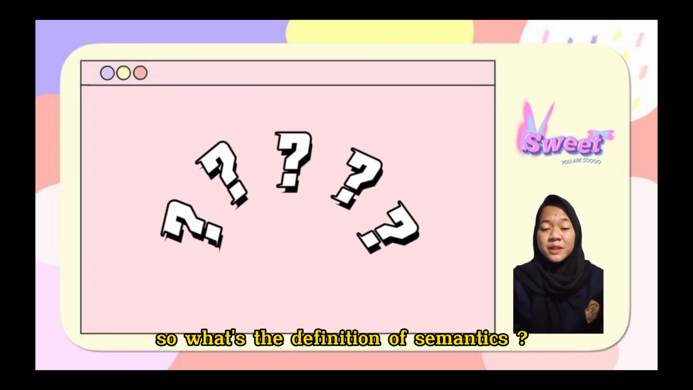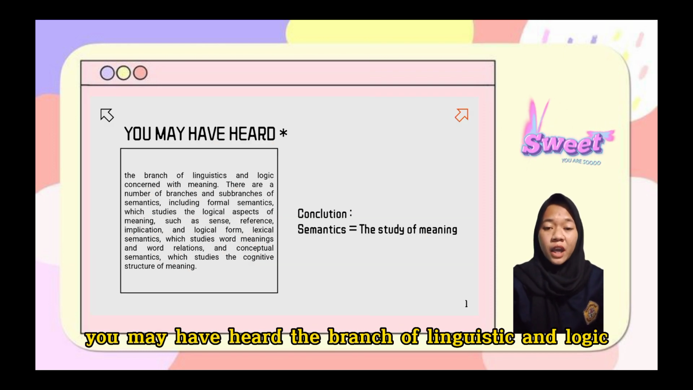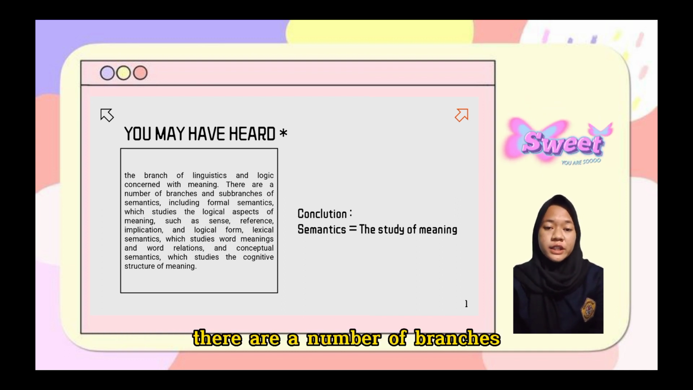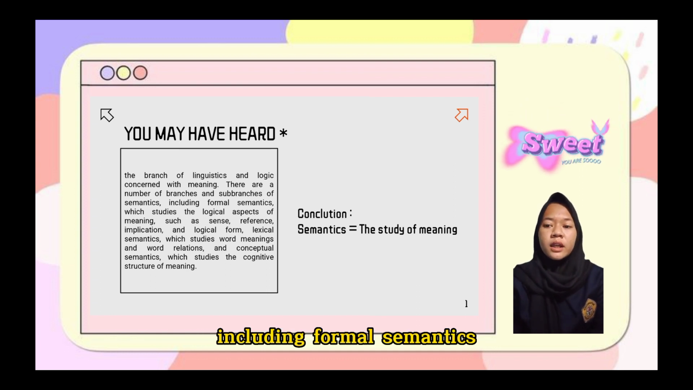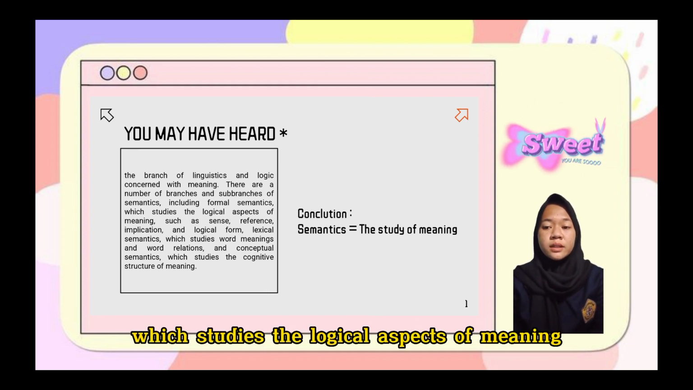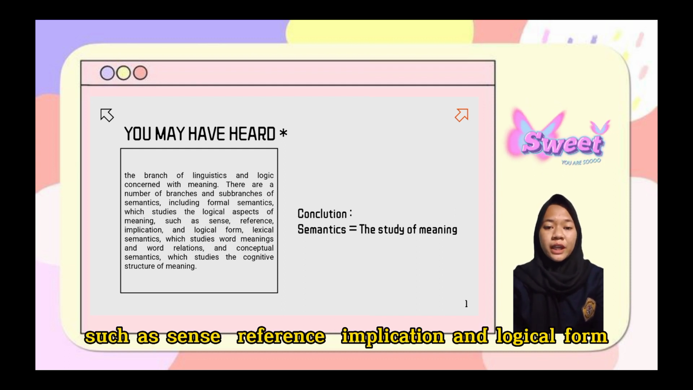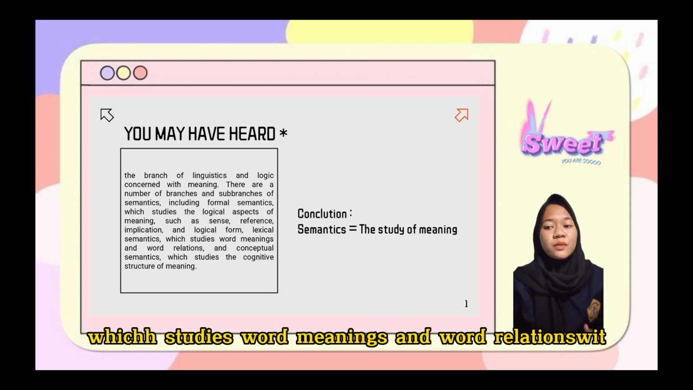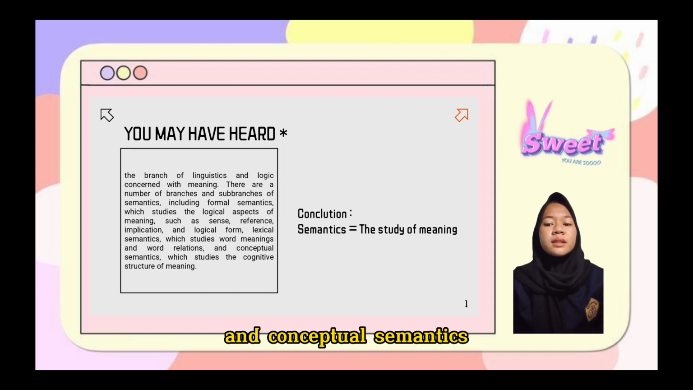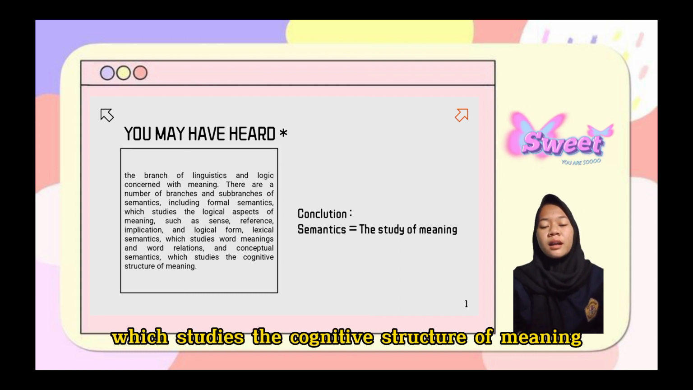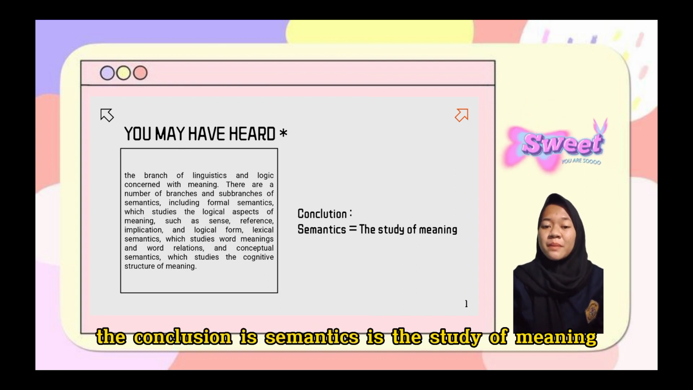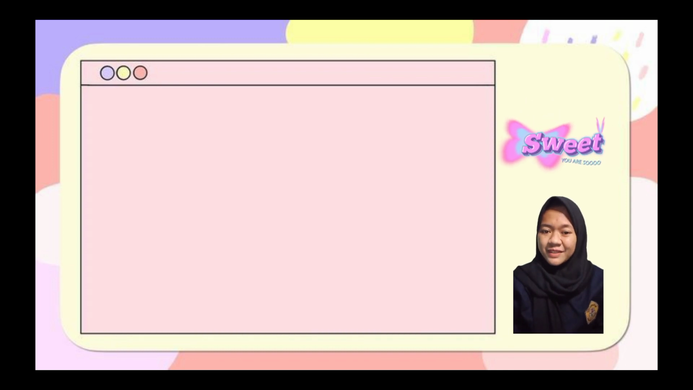So, what's the definition of semantics? You might have heard it's the branch of linguistics and logic concerning meaning, right? There are a number of branches and sub-branches of semantics, including formal semantics, which studies the logical aspects of meaning, such as sense, reference, implication, and logical form, and lexical semantics, which studies word meanings and word relations, and conceptual semantics, which studies the cognitive structure of meaning. So what's the conclusion? The conclusion is semantics is the study of meaning.